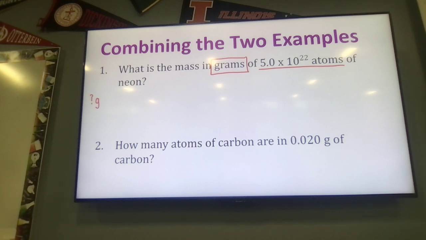Underline the number you've got to start with, just good problem solving technique to keep track of what you've got. Write down the number we have in the beginning. So 5.0 times 10 to the 22nd, include the unit. Those are atoms. That was the measurement. That's how many atoms are there. And then please get in the habit of including the symbols. What's the symbol for neon? Ne.